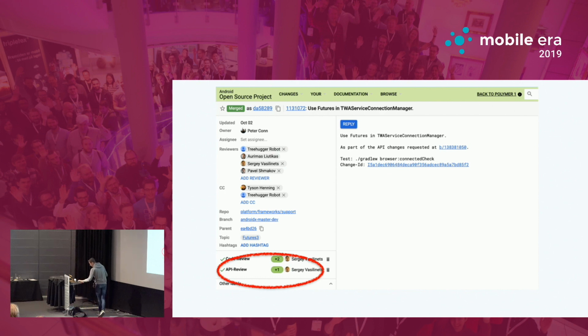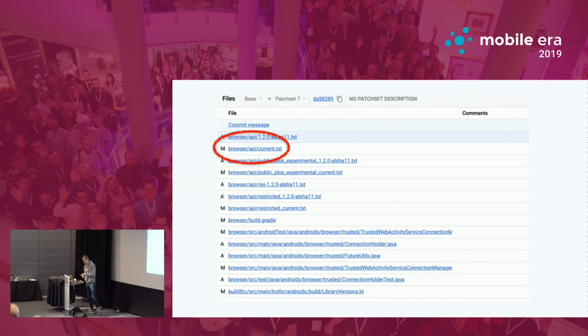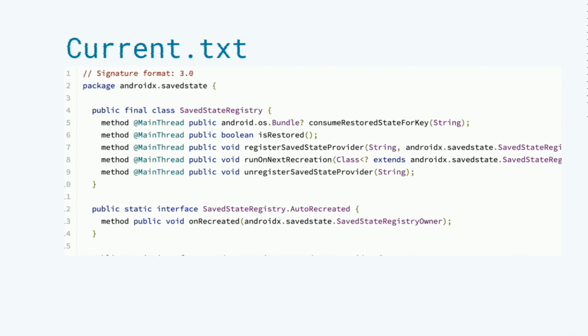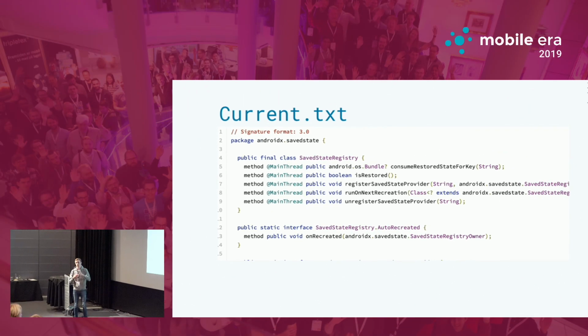So this person, in this case it was me, looks at this special file. It's current.txt in the API folder. Every module has this current.txt file that looks like this. It just outlines the API surface of every module. I took a different file. It's not the browser one, but it's just shorter and looks better on the slide. What it does is strip away all details. It leaves only the public surface that is usable for clients. And we look at the changes in this public surface.